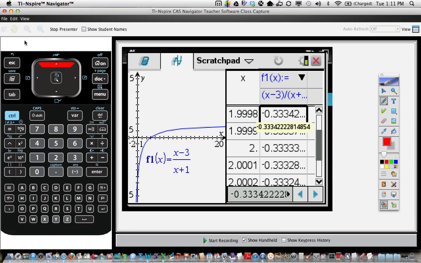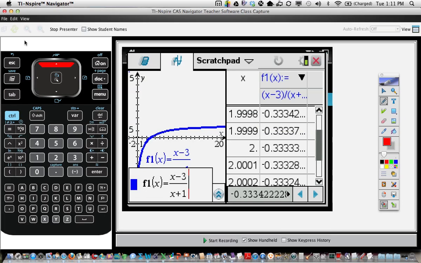Okay, so let's go to this one. Try this one here. Let's say we've got the limit as x approaches 3 of x squared minus 9 over x minus 3. Okay, I'll give you 15 seconds to do this one.